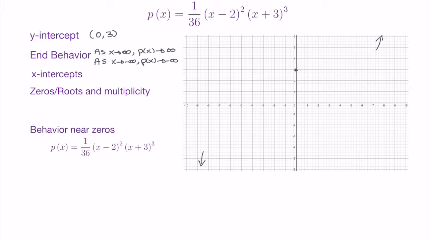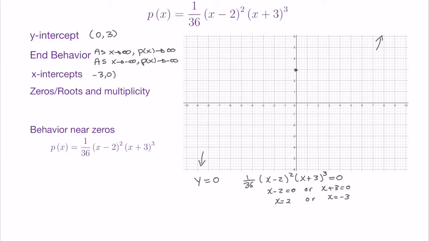Let's find the x-intercepts. For that, we set y equal to 0. So we have 1 over 36 times x minus 2 squared times x plus 3 cubed equals 0. This is true if each factor is 0. That means if x minus 2 is 0 or x plus 3 is 0. And x minus 2 is 0 for x equals 2, and x plus 3 is 0 for x equals negative 3. So these are my x-intercepts. Negative 3 for x, 0 for y, and 2 for x, 0 for y.